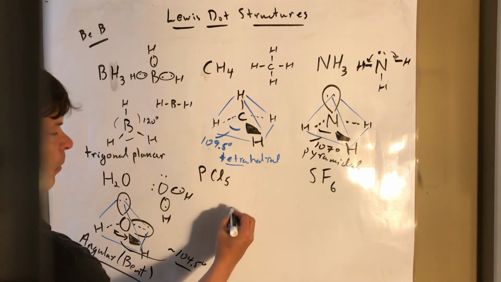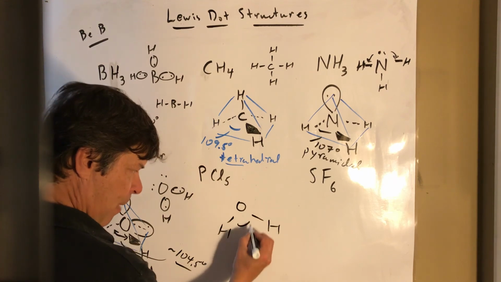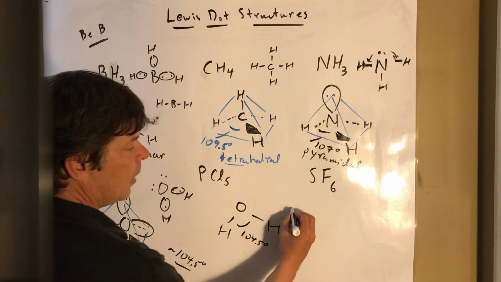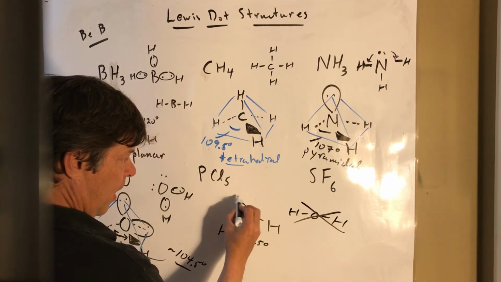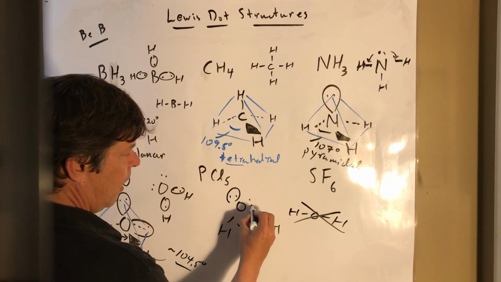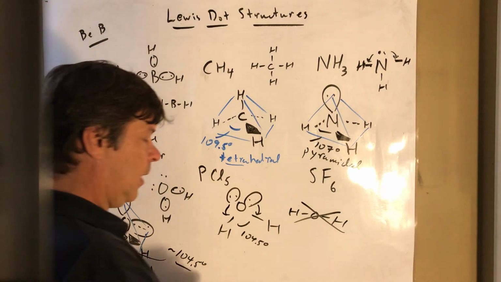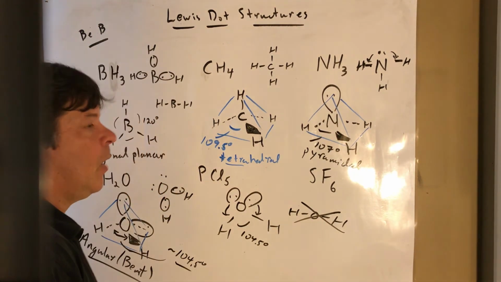Right? So we draw water like this. We always draw water like this. That bond angle is around 104.5. The reason water is not linear is because of these lone pairs. These lone pairs are pushing down on these bonds, so it's not linear. If it were linear, we wouldn't be here. So, okay, that's all for now.